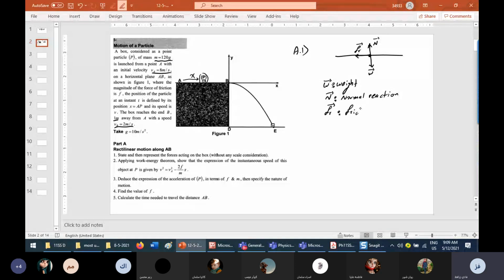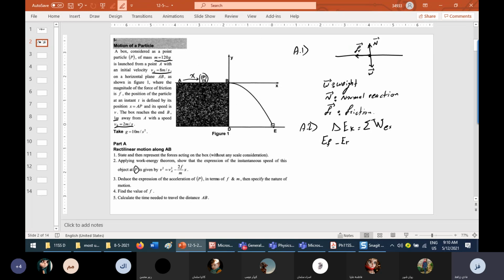Part A2. He said, apply the work energy theorem. The work energy theorem says the variation of kinetic energy equals the sum of all works acting on the object. Show that the expression of the instantaneous speed at P, which means at any position, is given by v equal VA, then he is applying the kinetic energy final at any point P minus kinetic energy initial.